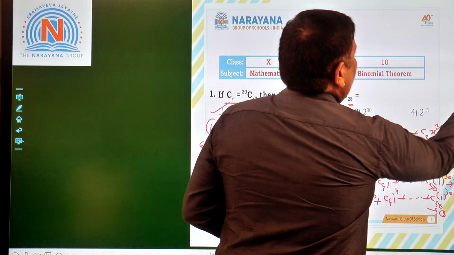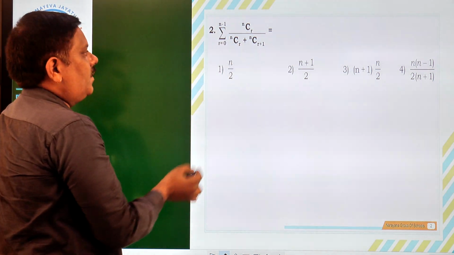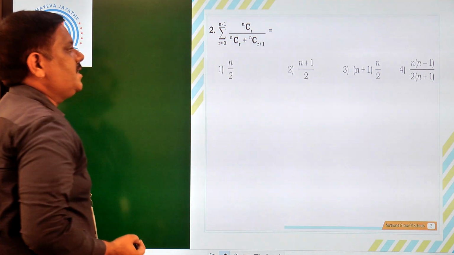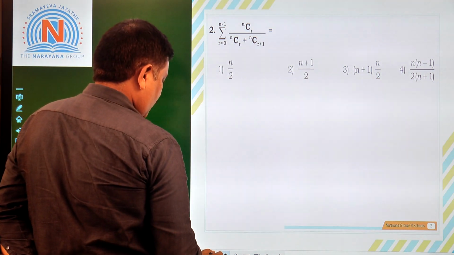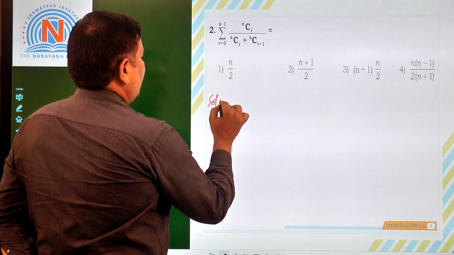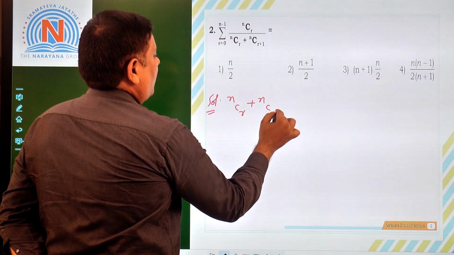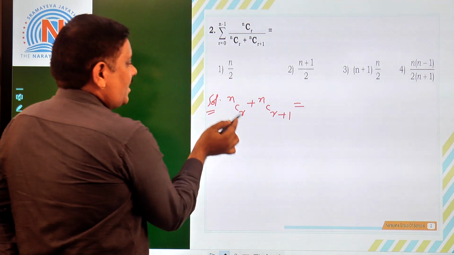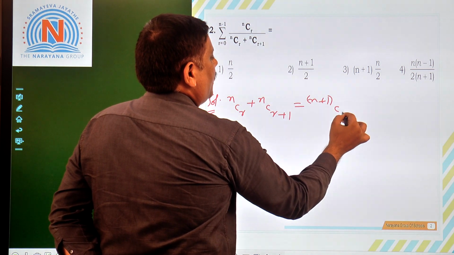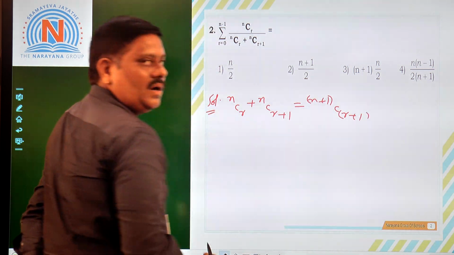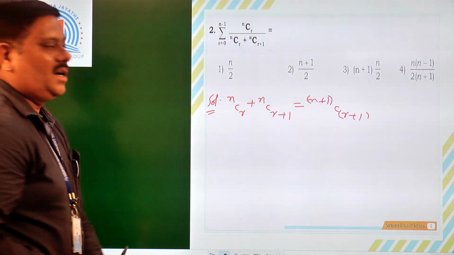Now let us do the next question. Sigma r equal to 0 to n minus 1 of nCr upon (nCr plus nCr plus 1). What is the value? We'll start the solution this way. First let us take the denominator, nCr plus nCr plus 1. We all know that nCr plus nCr plus 1 is n plus 1 C r plus 1.